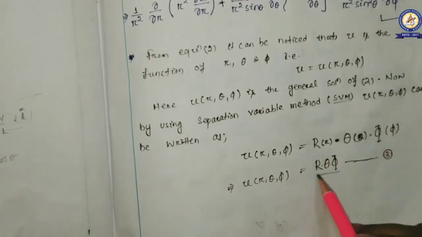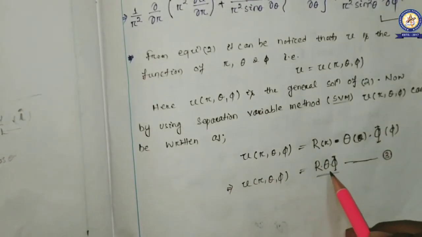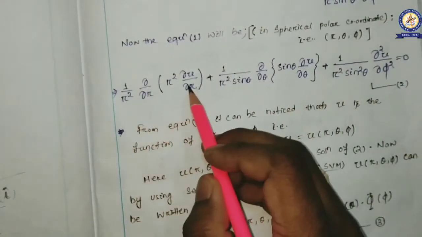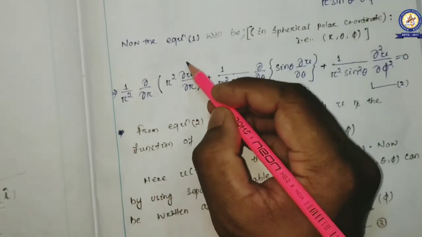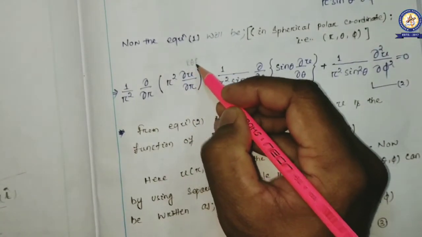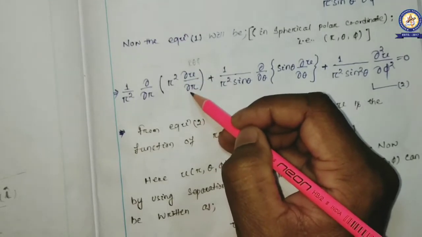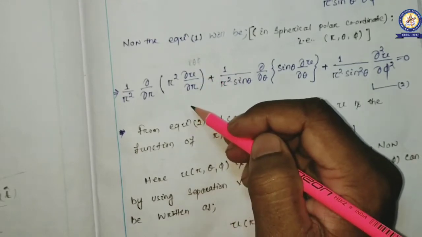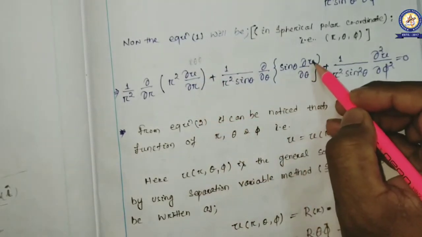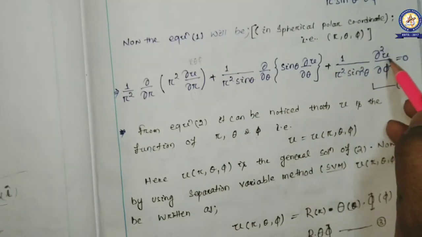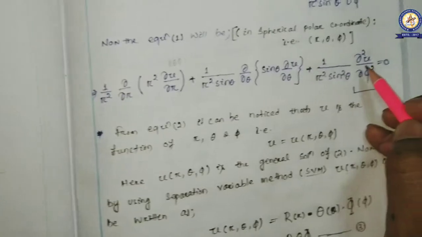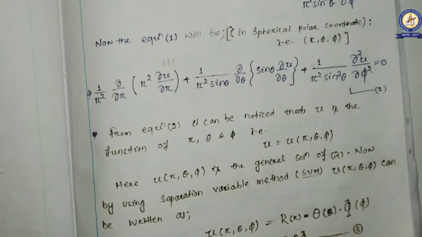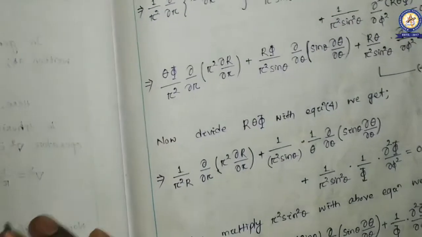So you just put this value R(r) Θ(θ) Φ(φ) here, here and here. One thing you can see is that whenever I put capital R, capital Θ, capital Φ, and this will be the differentiation with respect to r, that means θ and φ will be considered as constants. Likewise here r and φ will be constant, and here r and θ will be considered as constants, because here u is differentiated with respect to φ. Okay, same thing we have done here.